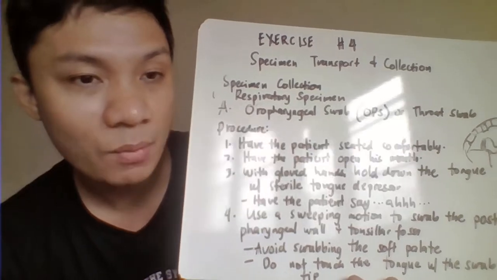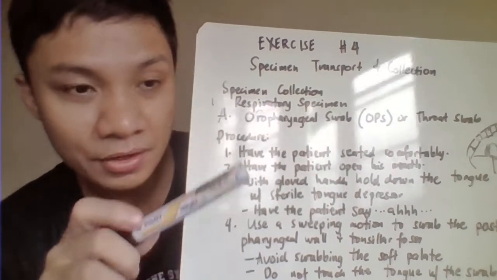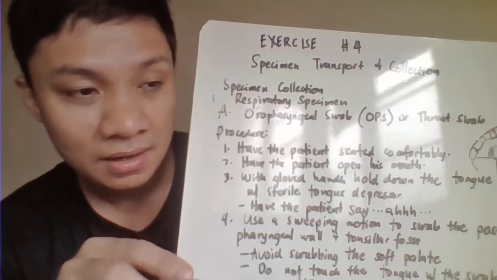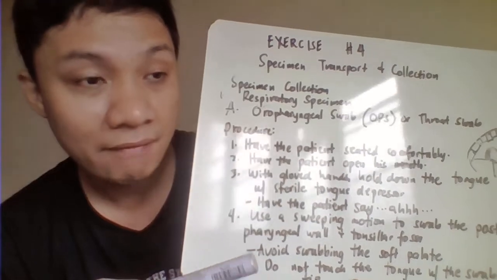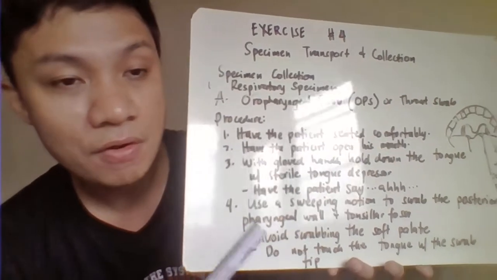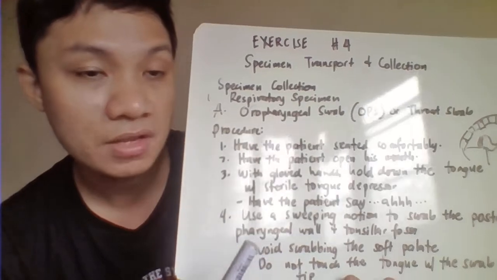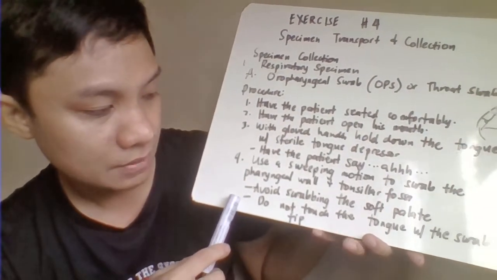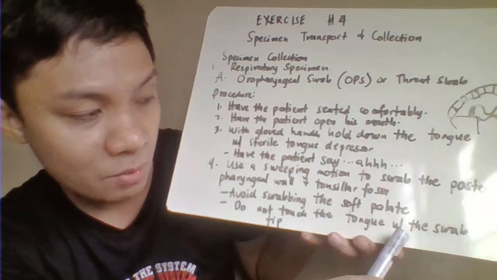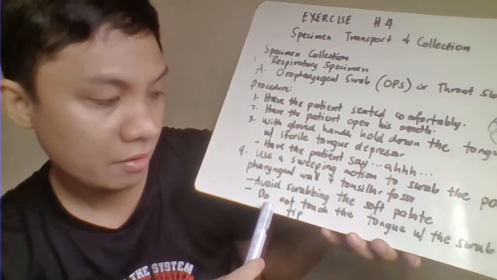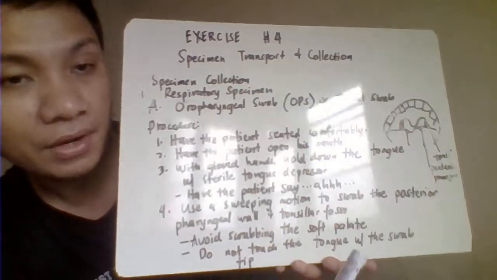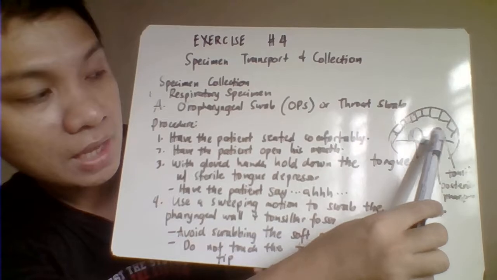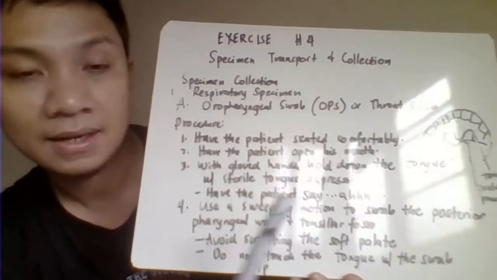After that, you can put your swab on a slide for your gram stain, or you could also place it directly into the transport media in order to recover your organisms. Do not touch the tongue with the swab, and you should not swab the soft palate either. Our target is the posterior throat and the tonsils on the side. That's for the throat swab.